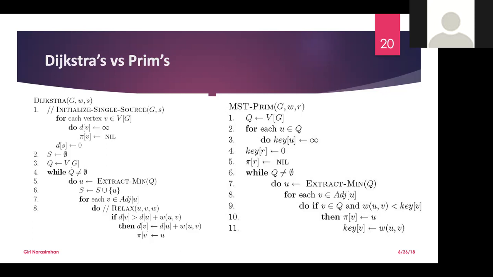Now, the question is, why would they be different, right? And it turns out that there are examples where it can be different. And we could work out this example if you wish. Does anyone know the answer why a shortest path tree would be different from a minimum spanning tree?